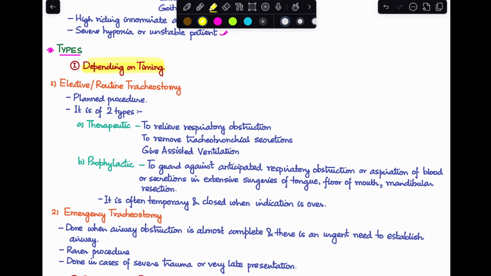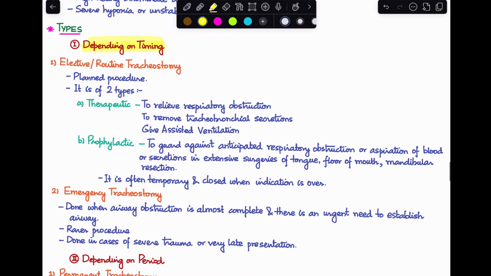Depending on the timing, we can divide it into an elective tracheostomy or an emergency tracheostomy. So, an elective or a routine tracheostomy is a very planned procedure. We have time to first find out whether we want to do this patient for tracheostomy or not, and then eventually take up the patient for tracheostomy. Now this can be further of two types. Either we are doing it because of therapeutic reasons or prophylactic reasons.